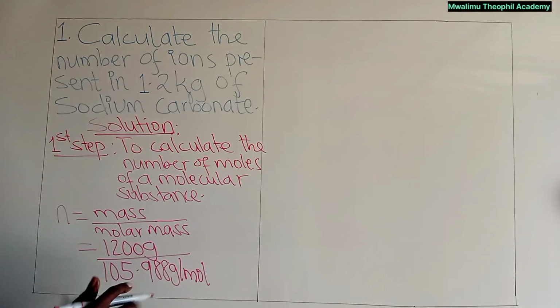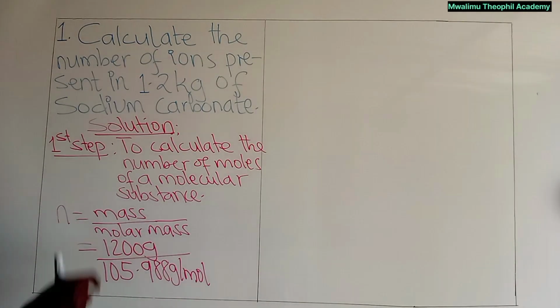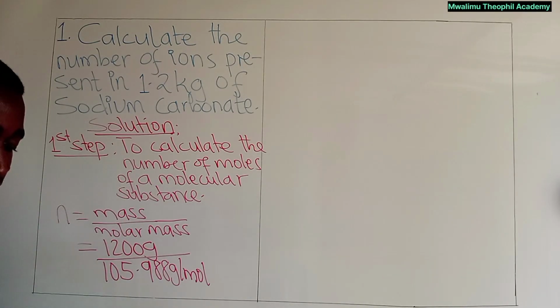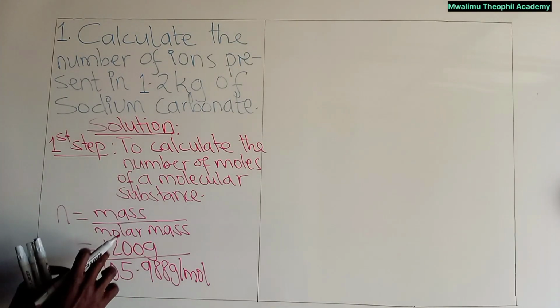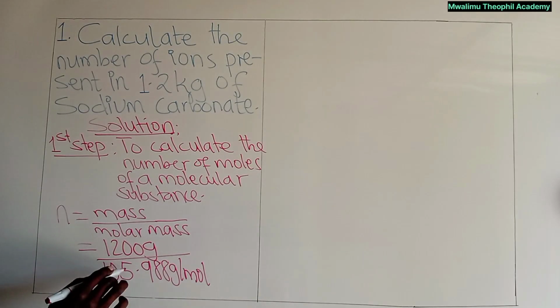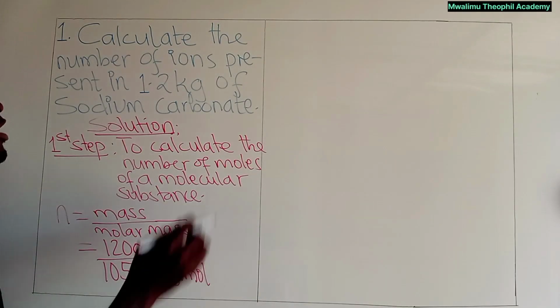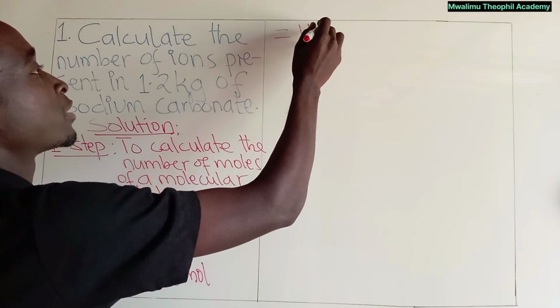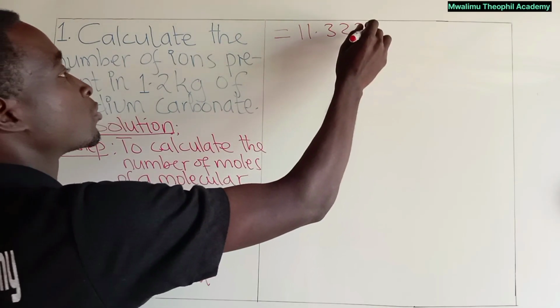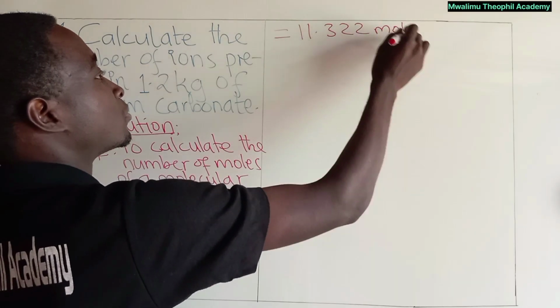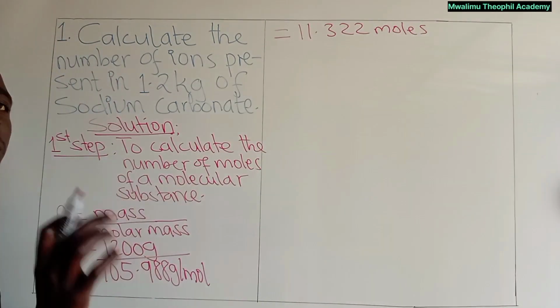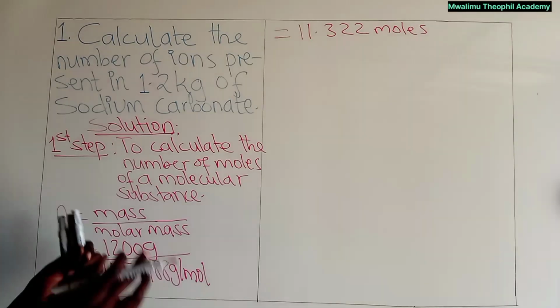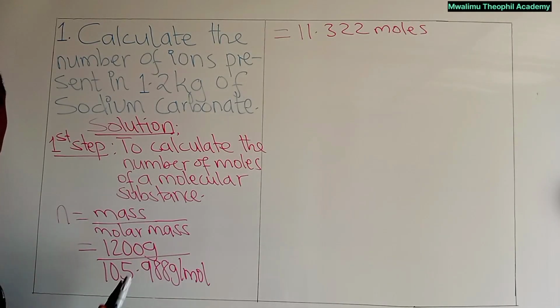Now let us compute the value obtained after taking the mass over molar mass. When you take 1,200 gram over 105.988, you get the number of moles equal to 11.322. Now, we've obtained the number of moles of a molecular compound before dissociation.